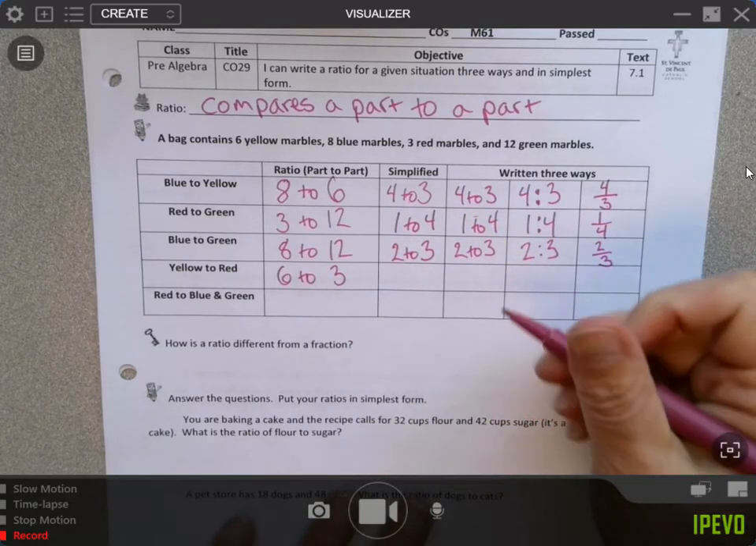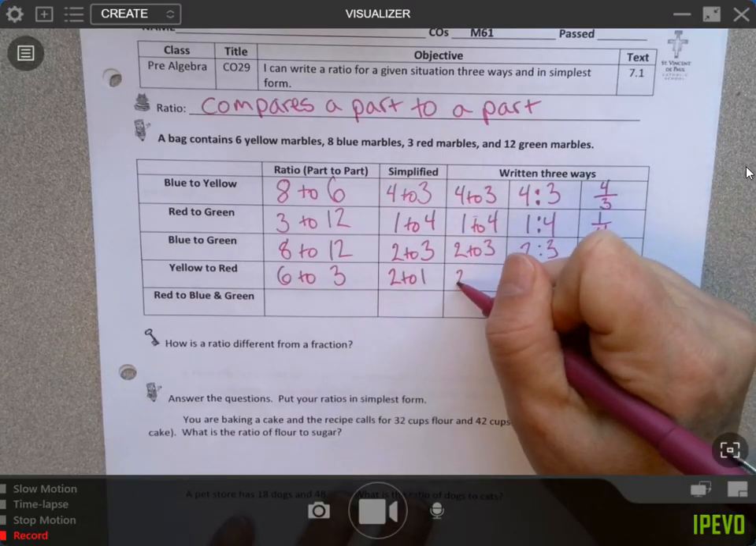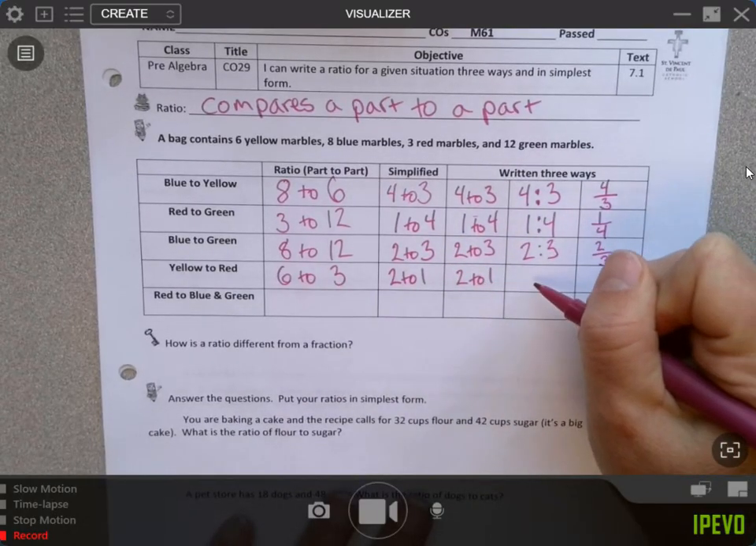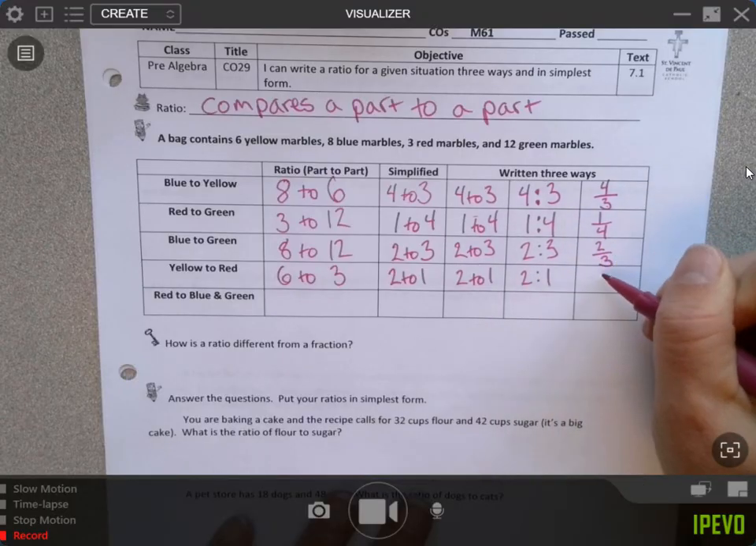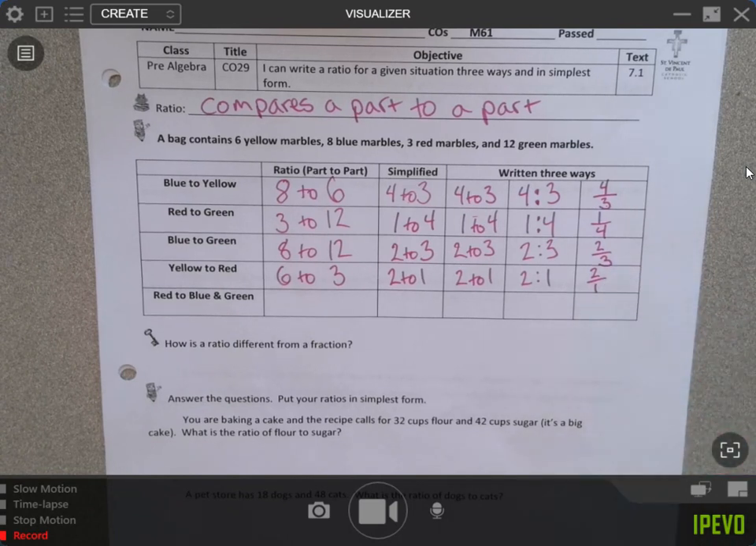Hadley. And I'm going to write it my 3 ways. 2 to 1, 2 colon 1, 2 over 1. We do not change those improper fractions to mixed numbers. It stays improper because it's part to part. It's not technically a fraction. It's part to part. So we look at it as that ratio.